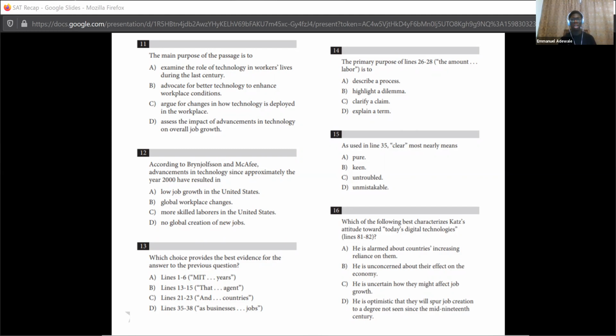Choice D is the most important one that helps to explain what it is that lines 26 through 28 are doing. And those lines are explaining the term productivity. So yeah, for number 14, choice D would be correct.